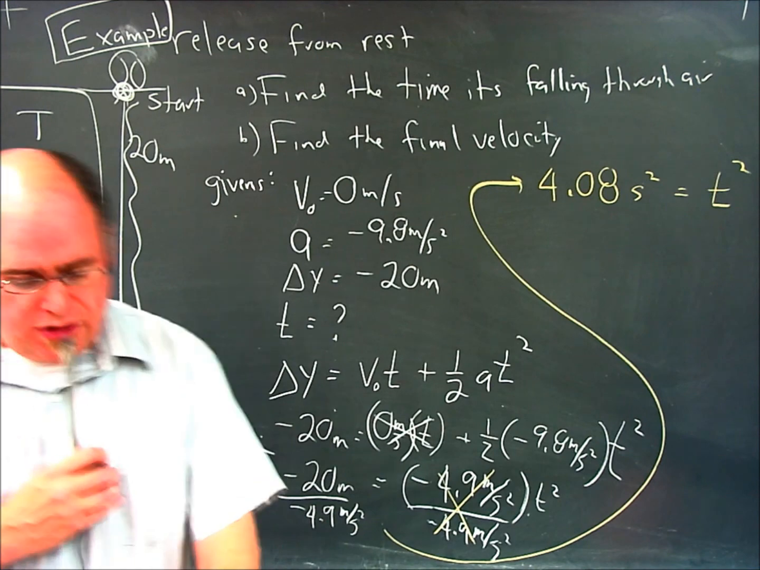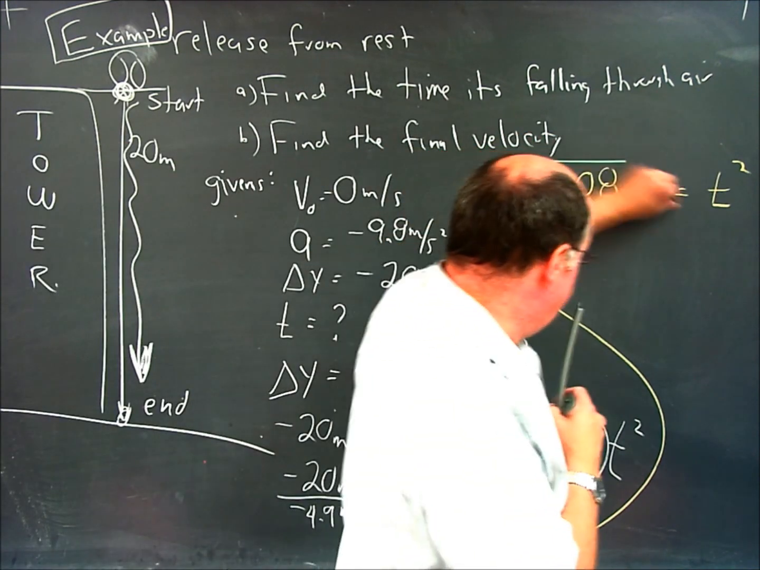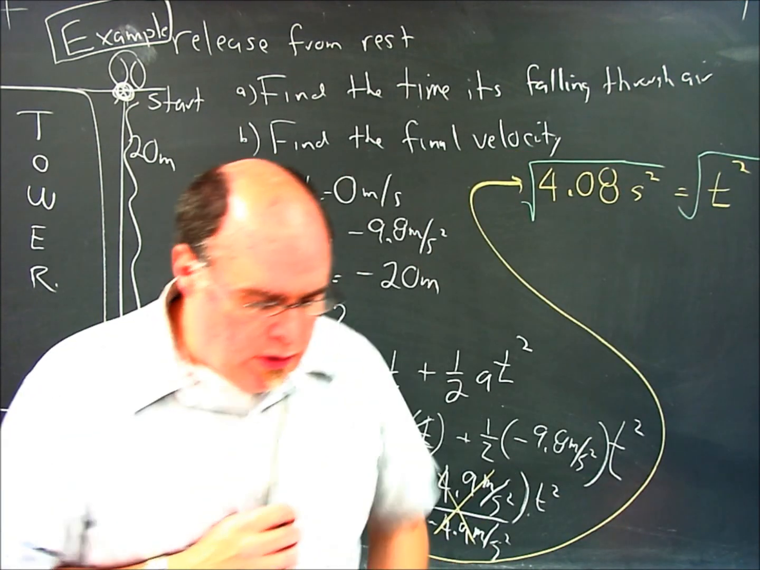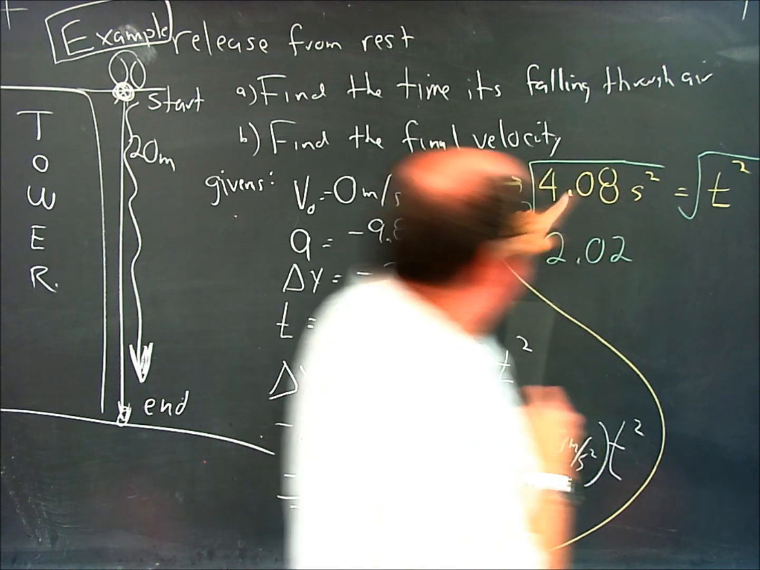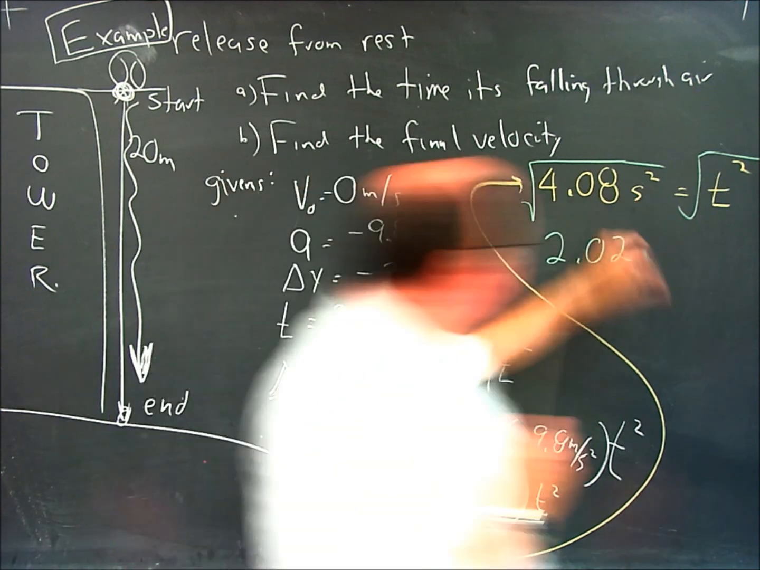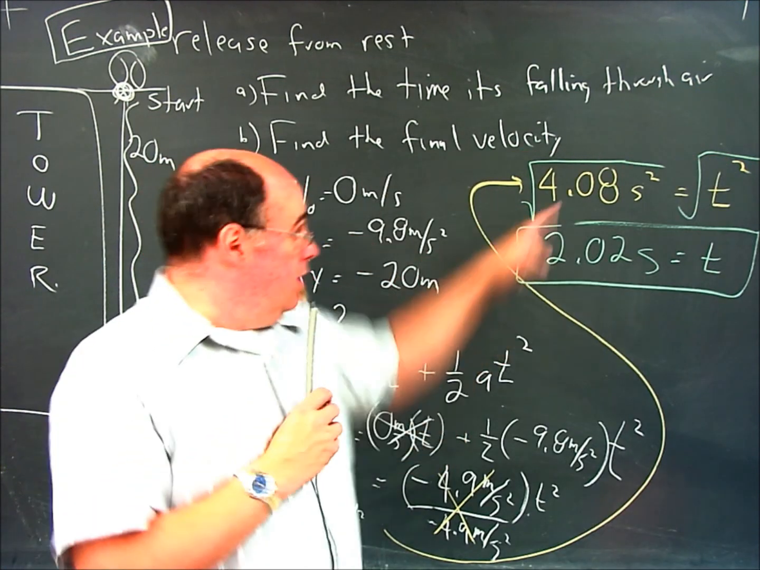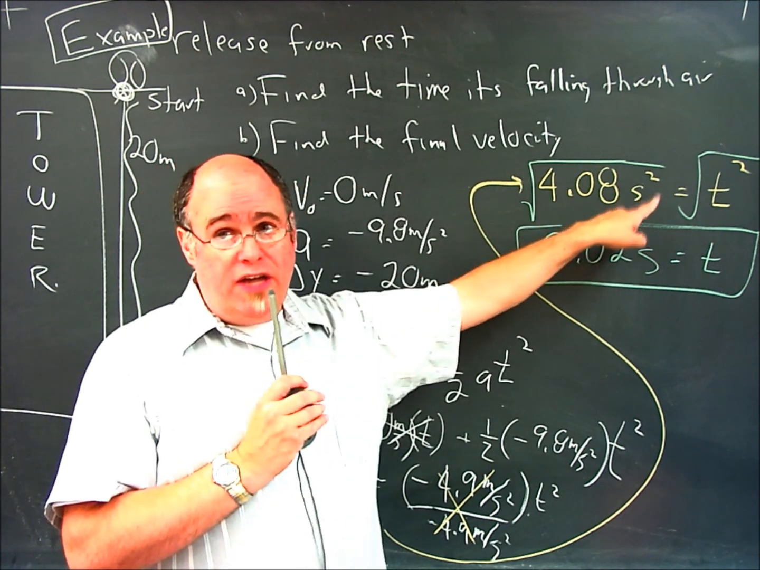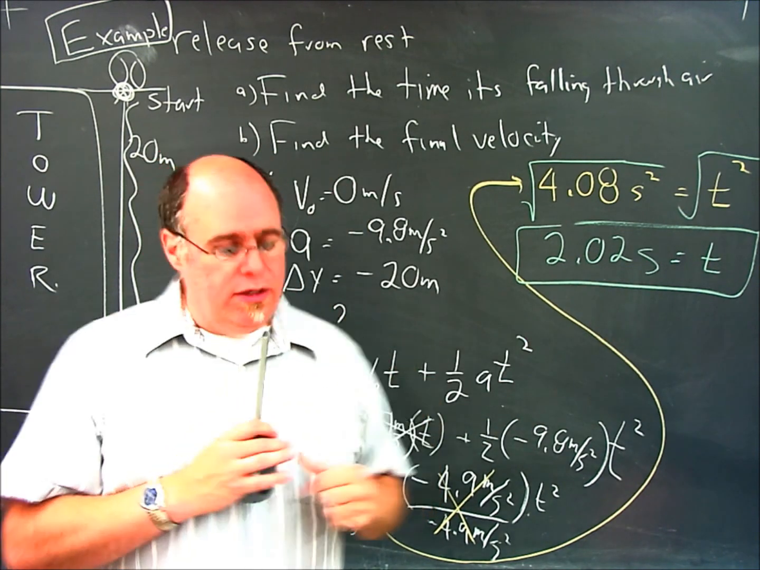And if I want to solve for that, I have to take the square root of both sides. If I hit the square root button on my calculator, the whole thing, when I take the square root, it comes out to be 2.02. Taking the square root of the number gives 2.02, and taking the square root of the unit seconds squared becomes seconds. And that's t. So that's how to do part A.